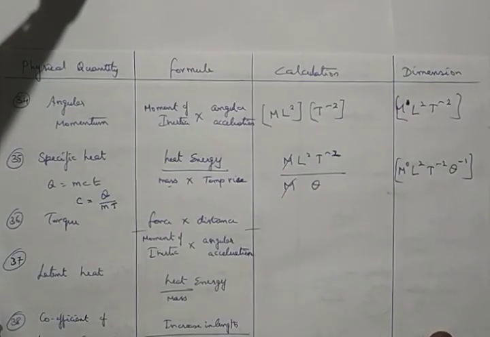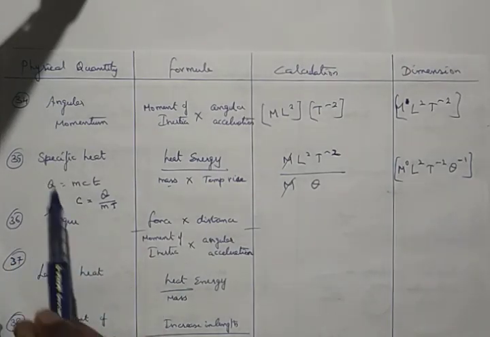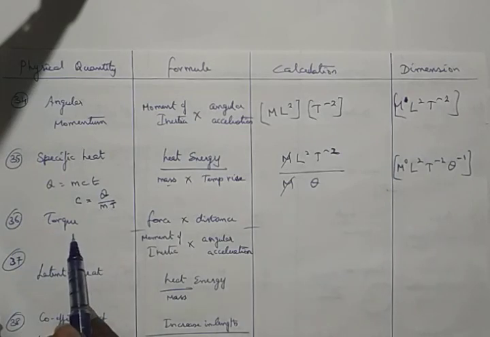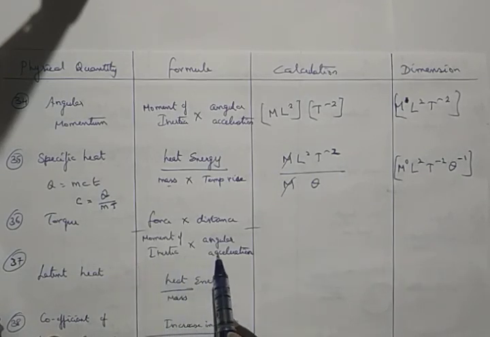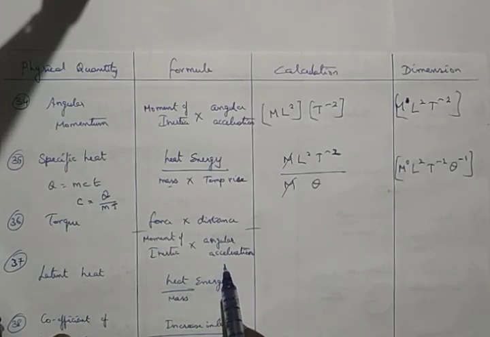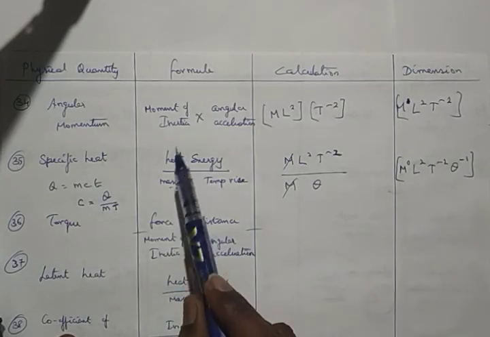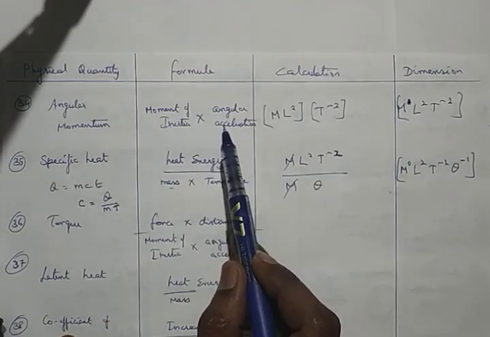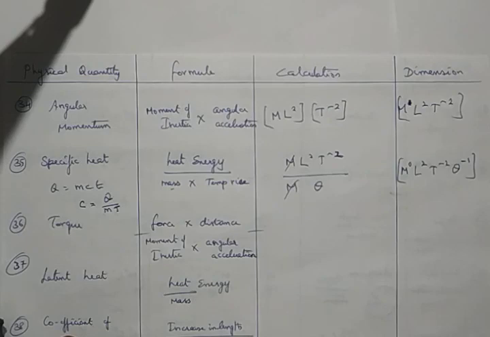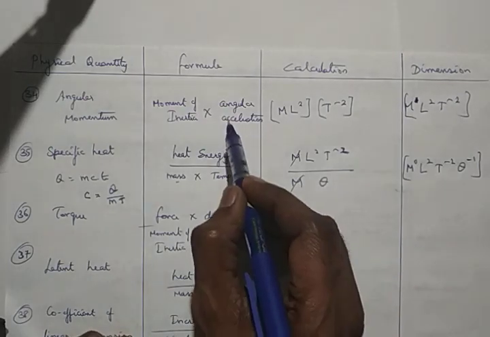In between the heat formulas, we have one more, torque, which should have been there earlier. After 34, it should be 35, but it's okay. Torque is force into distance. There is another formula for torque: moment of inertia multiplied by angular acceleration. So torque is equal to I omega. Actually, this should have been angular acceleration here.